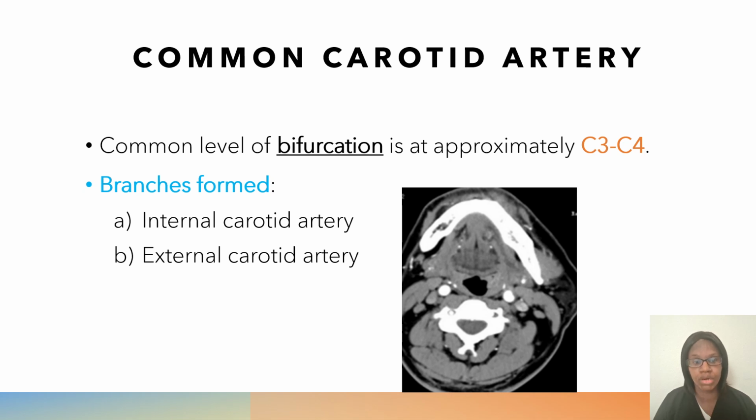All right, so now we'll talk about the common carotid artery, and it bifurcates at approximately C3 to C4. And the branches that are formed are the internal carotid artery and external carotid artery. Make sure that you know everything on this page.